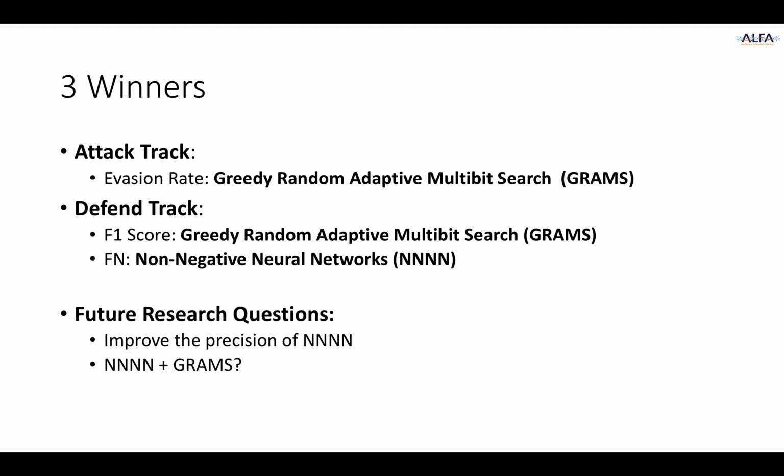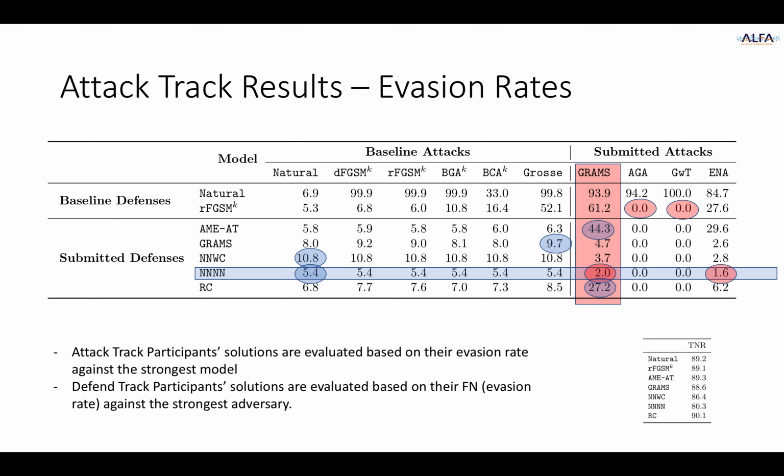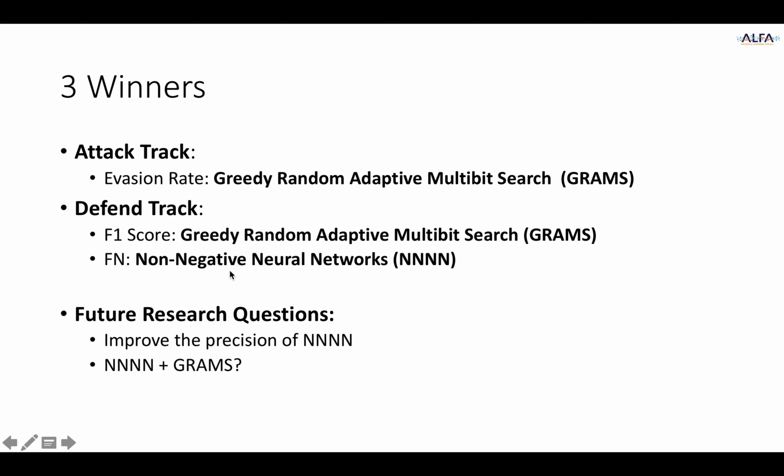And so these insights bring some future research questions. We saw that the non-negative neural net is really robust against evasion attacks. For example, here you see both of these are based on the non-negative, and they achieve fairly low evasion rates. With respect to Grams, even in the case of Grams there is one, but it's still good in terms of the evasion rate as a training method.